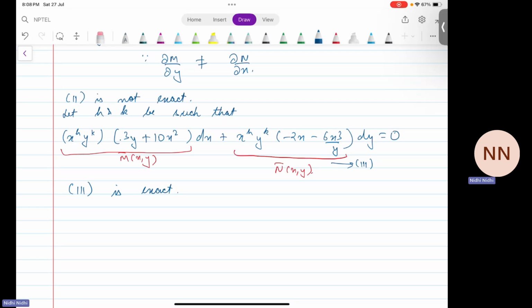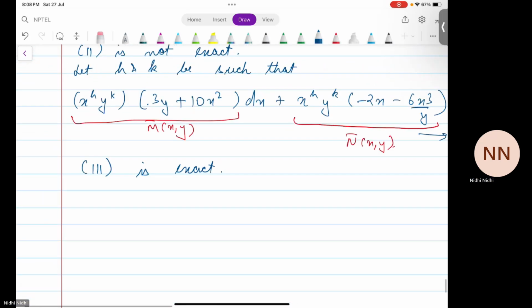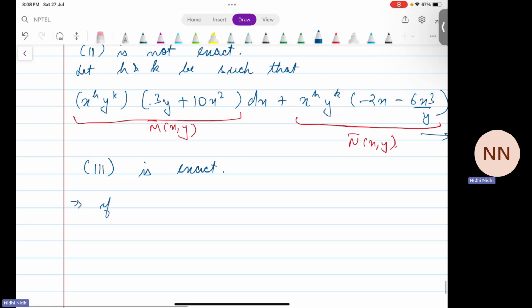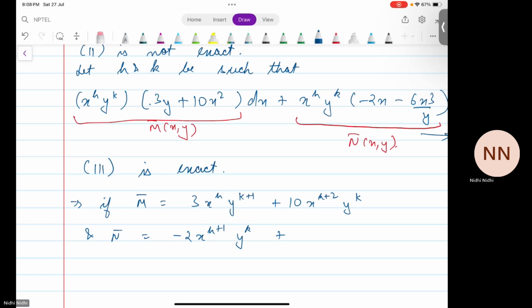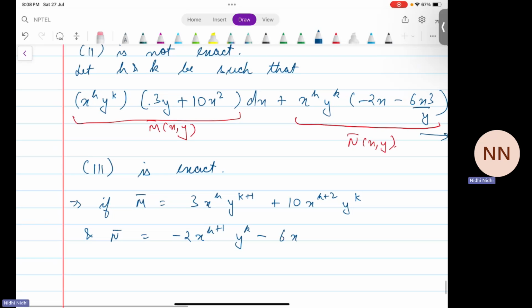That means, if M bar is equal to 3x^(h) y^(k+1) plus 10x^(h+2) y^k, and N bar is equal to minus 2x^(h+1) y^k minus 6x^(h+3) y^(k-1).